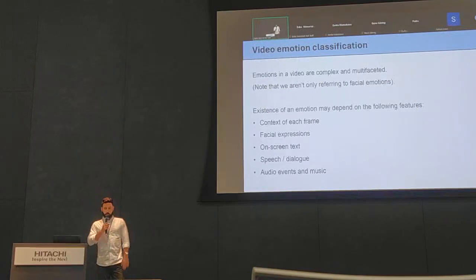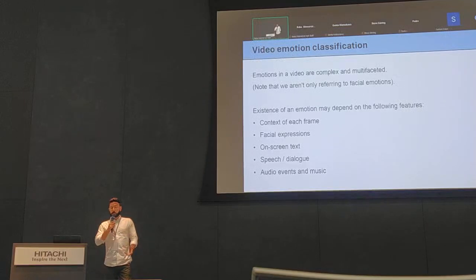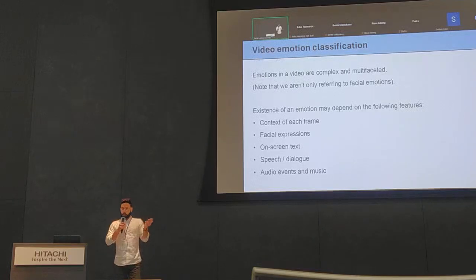So now I'll get into a bit more in-depth details. Once again, emotions, just like genres, are very complex and multifaceted. Note that I'm not referring only to facial emotions. It can be anything. There can be a video without any faces, so we still analyze the emotions. The existence of an emotion may depend on these following features: the context of each frame, so the visual aspects, if there is a face, the expressions of the face, on-screen text like optical character recognition, the speech and dialogue and the content of this speech and dialogue, audio events, and music.